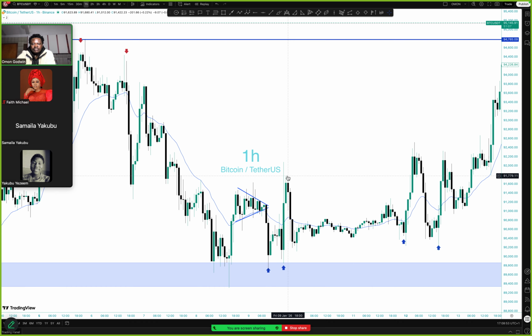What happened? The market bought again. What happened when the market got to this point again? The market couldn't break above this level. You see, when the market was here, it couldn't break above this level. What happened? The market sold down. You get? So you also need to understand what you are doing on the market.